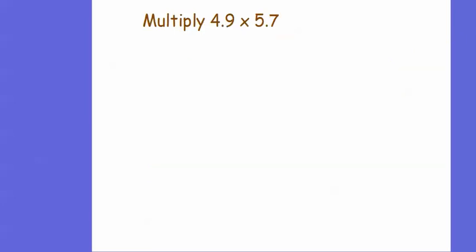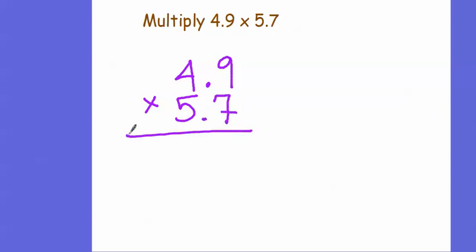All right, let's look at another problem. Here we're going to multiply 4 and 9 tenths times 5 and 7 tenths. So same formula. We're going to set it up: 4 and 9 tenths multiplied by 5 and 7 tenths. We're going to start and multiply normally. Starting in the smallest place value, here we have a 9 and a 7 in the tenths place value. 9 times 7 we know is 63.